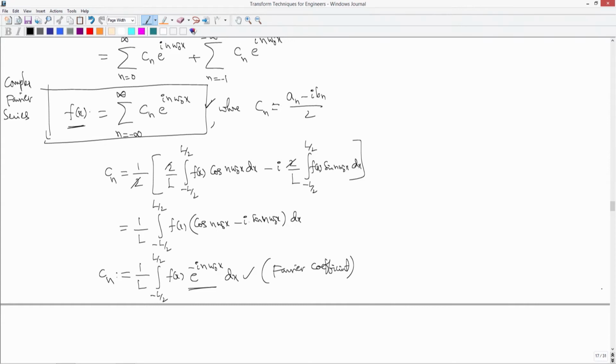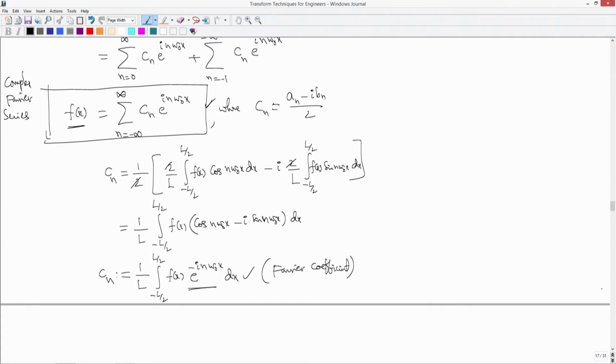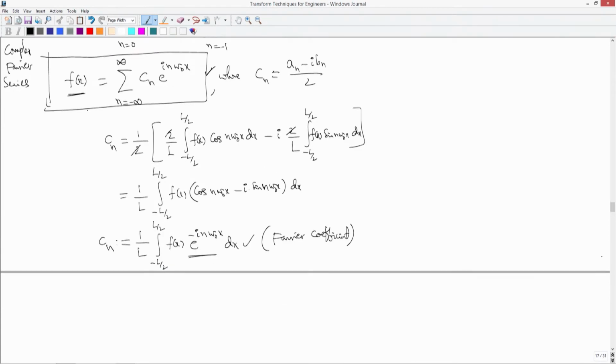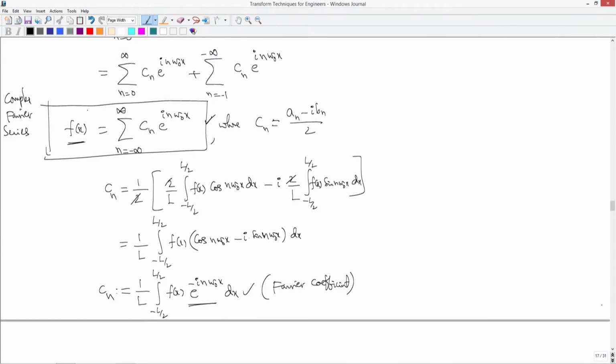So, this is in a better form than the Fourier coefficients in terms of cosines and sines, and then writing that Fourier series in terms of them. This looks much more compact and it's a nice form. So, it's natural that a signal can be a complex signal. In that case, you have a complex Fourier series.